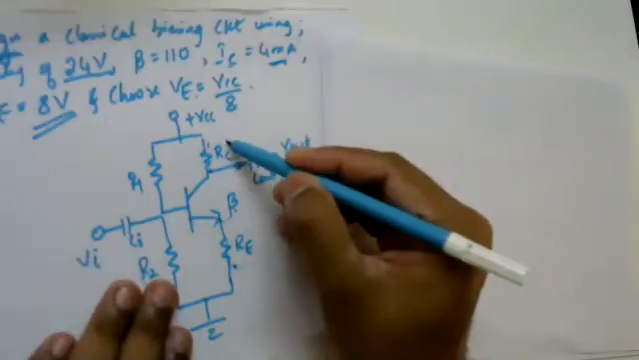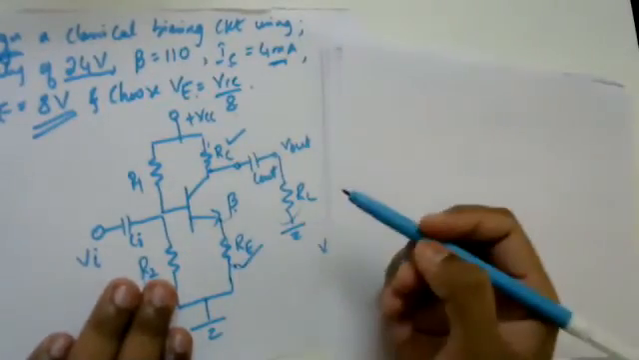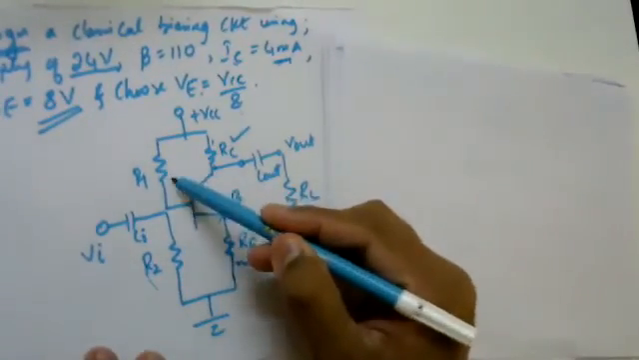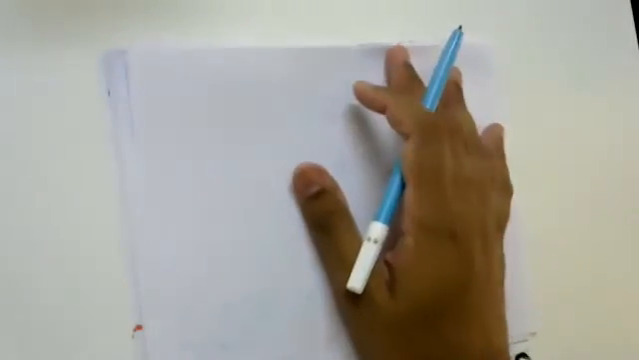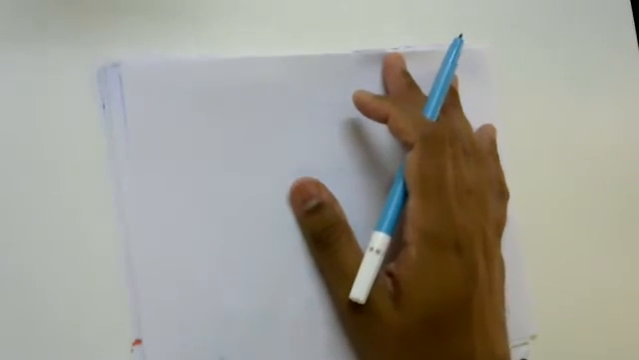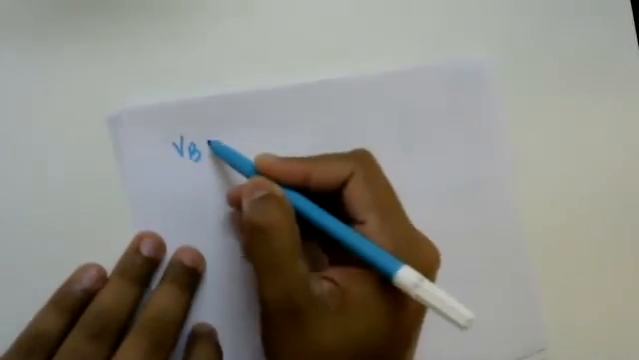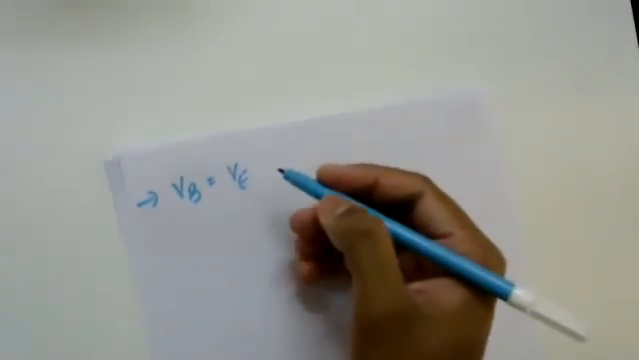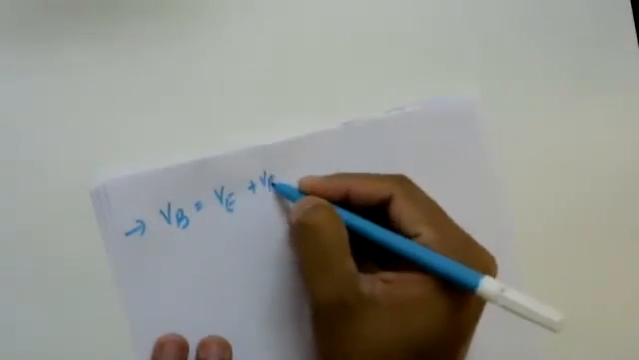Because now I know the value of RC, I know the value of RE. So left out in the circuit is the value of R1 and R2. So how to compute this? In order to compute the value of R1 and R2, I know that VB, nothing but the potential at the base, is given by VE, emitter voltage, plus the drop across the base emitter junction. It is a fundamental, right?